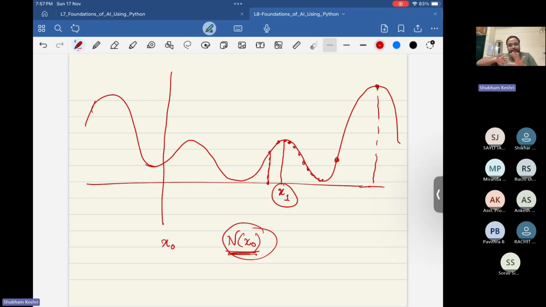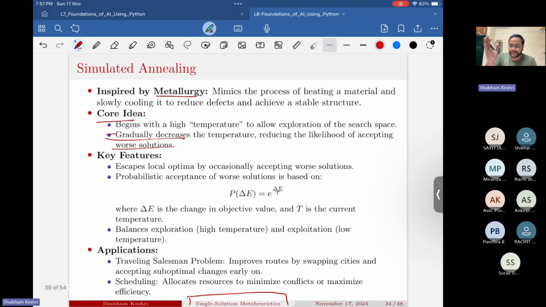Whenever it is searching the neighborhood, there is some probability of picking even a worse solution. It can pick a worse solution with some probability. That is the idea, and I'll give you the expression of that probability. But this is the core idea of simulated annealing. Any doubt? Okay, so I am assuming there is no doubt.